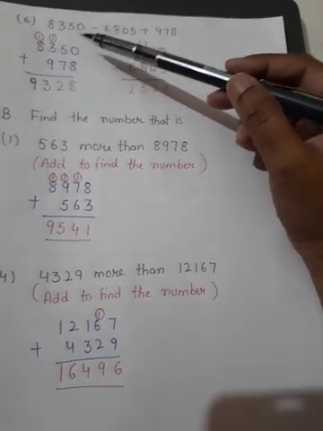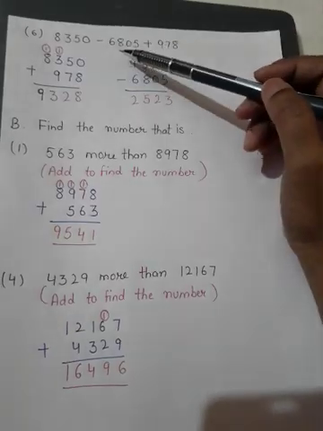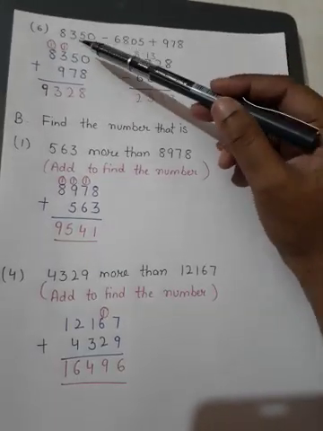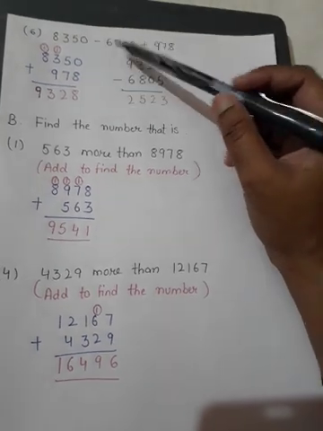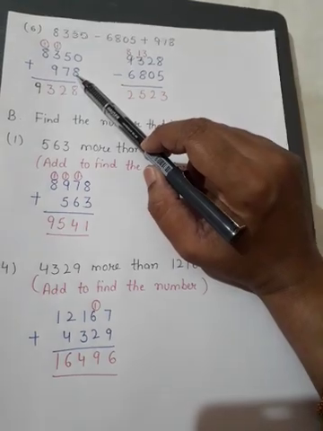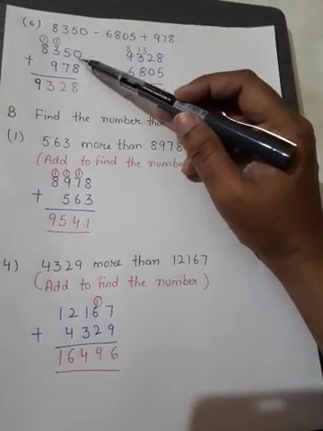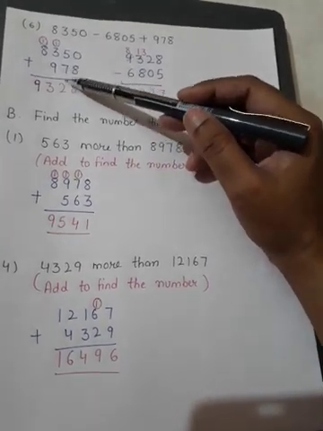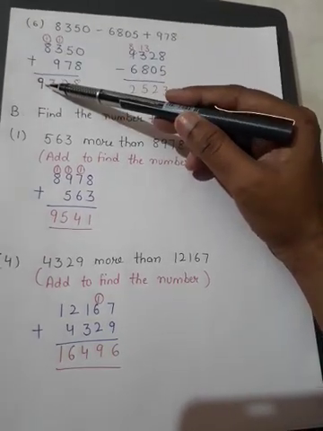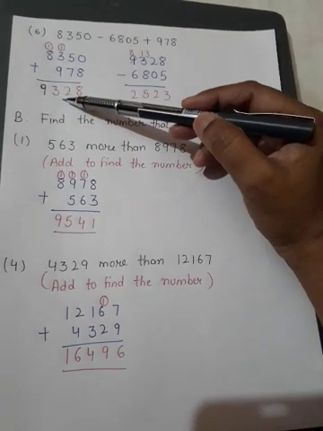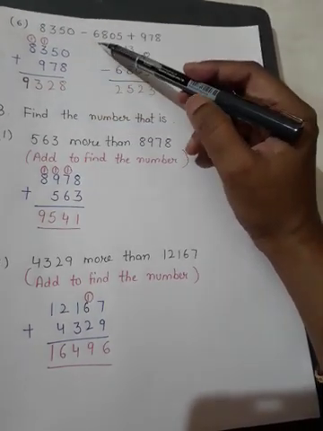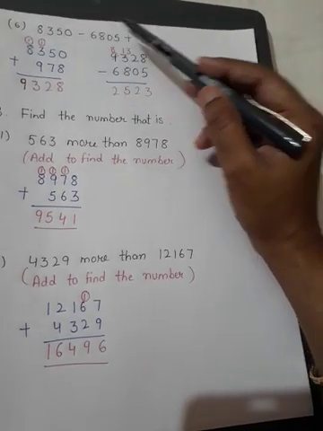Now look here, the sixth part also of question number A. This is 8350 minus 6805 plus 978. The first step is to add the first number to the number having the plus sign. So add 8350 plus 978. When you add, 0 plus 8 is 8, 5 plus 7 is 12, 1 carry, 9 plus 3 is 12 and 1 is 13, 3 here, 1 carry, and 8 plus 1 is 9, right? This is the sum. So the next step is from the sum subtract the number having the minus sign. So this number has the minus sign, now subtract this.